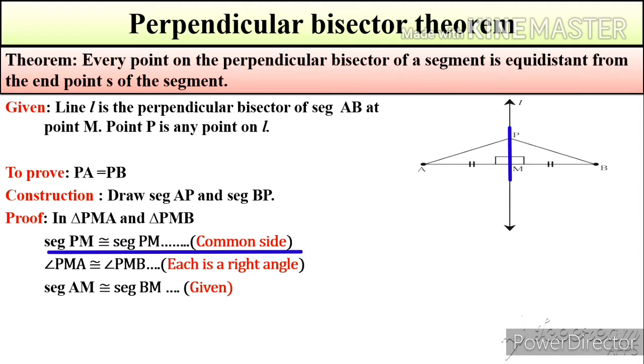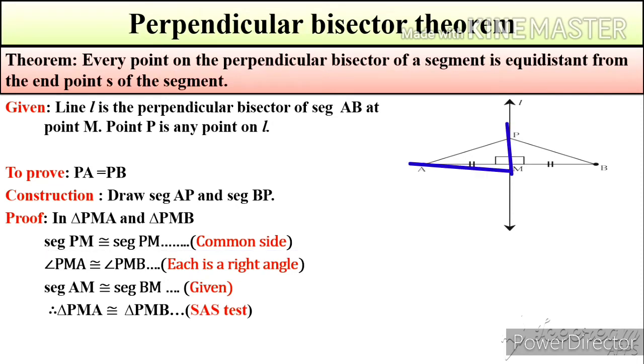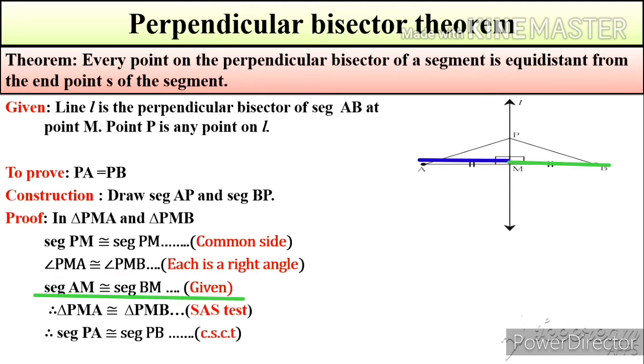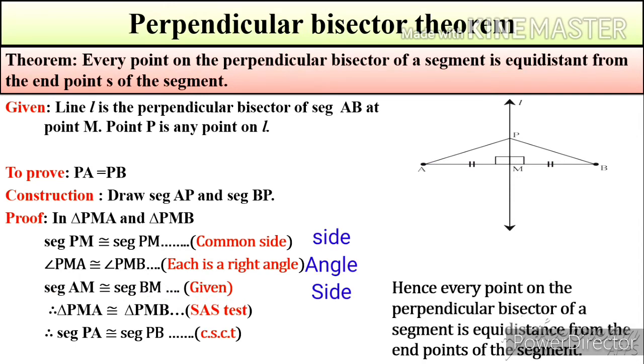Comparing these two triangles, segment PM is congruent to segment PM, they are a common side. Angle PMA is congruent to angle PMB, each is a right angle. Segment AM is congruent to segment BM, given information. Therefore, triangle PMA is congruent to triangle PMB by SAS test. Therefore, segment PA is congruent to segment PB, corresponding sides of congruent triangles. Hence, every point on the perpendicular bisector of a segment is equidistant from the end points of the segment.